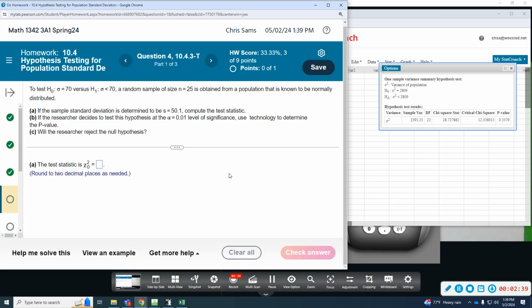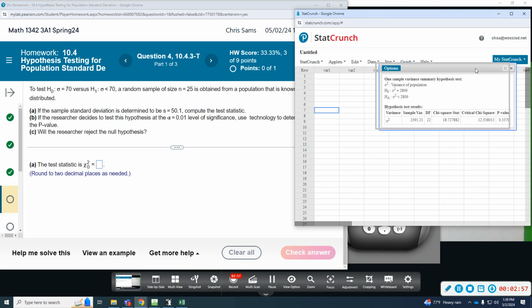Four, we can keep going. We're going to test the null that sigma is 70 versus less than 70. Sample size 25, known to be normally distributed. Sample standard deviation is 50.1. We're going to find the test statistic first.